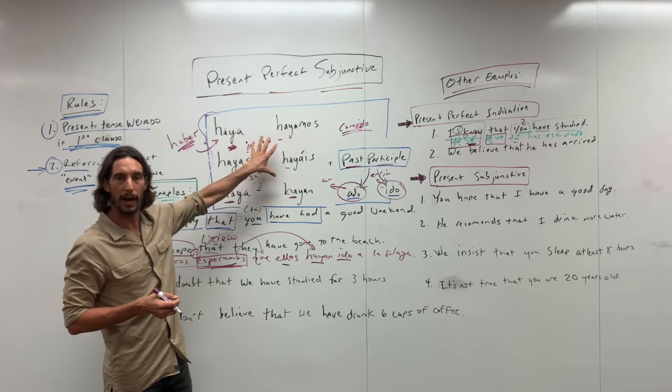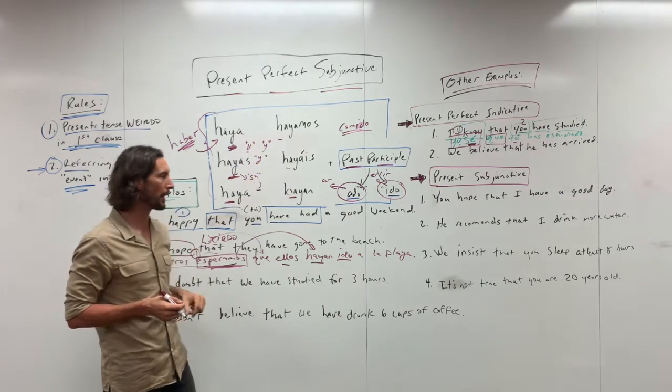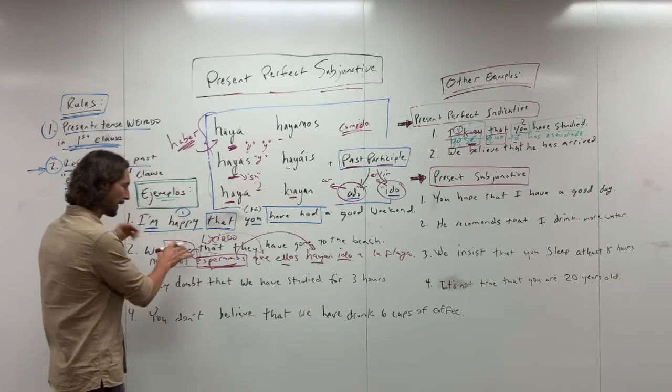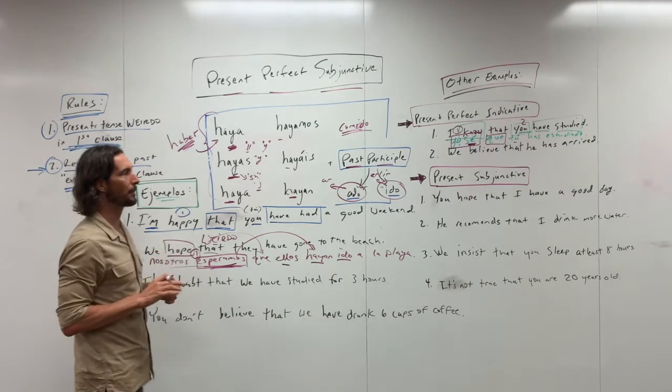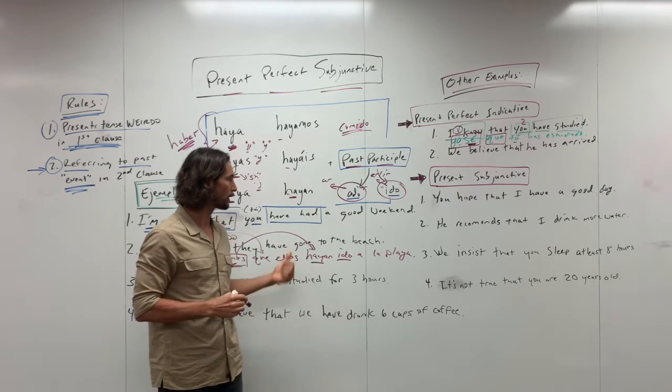So that's why you have the subjunctive up here. That's why you have the present perfect subjunctive, right? And so, again, I'm going to leave that here. I'm going to make my way back over to these examples, and then we'll come back to these here.